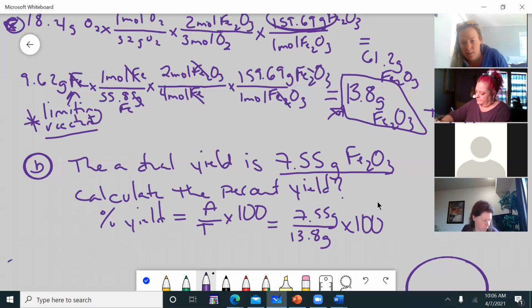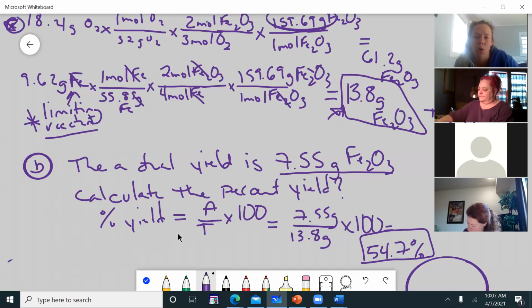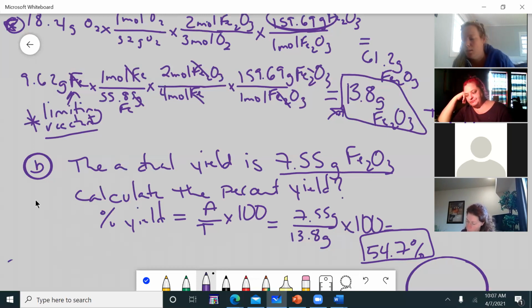This is already looking to me like a pretty bad percent yield. So we're getting a percent yield on this reaction of 54.7%. So just over half of the reaction is actually occurring. The rest is sort of being stalled or wasted or whatever is going on in this reaction. Okay, questions on this?